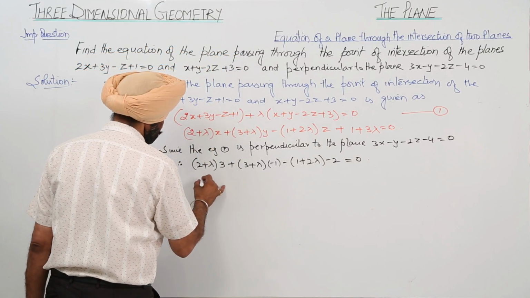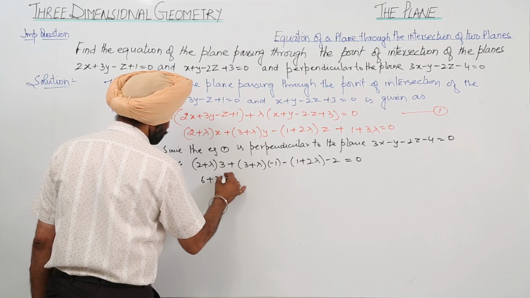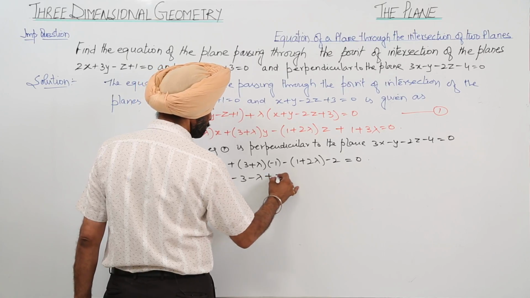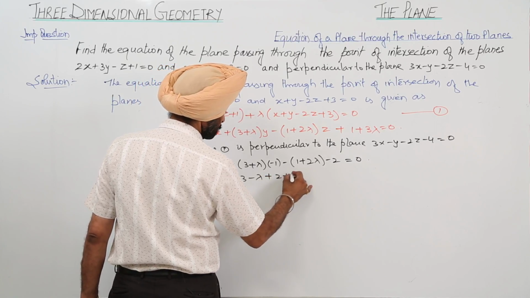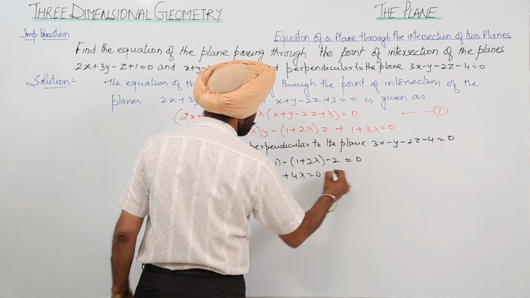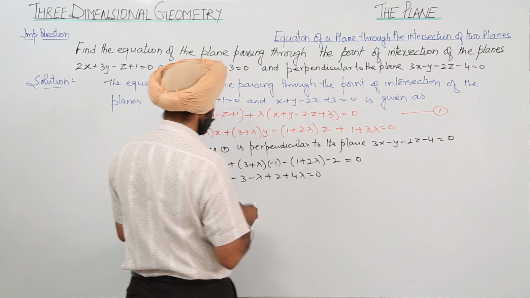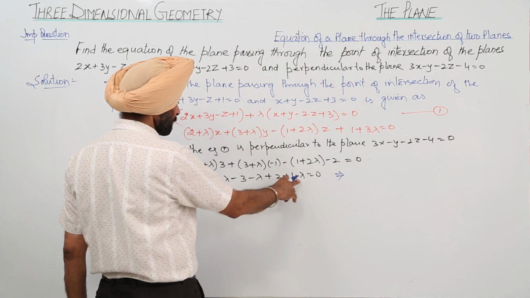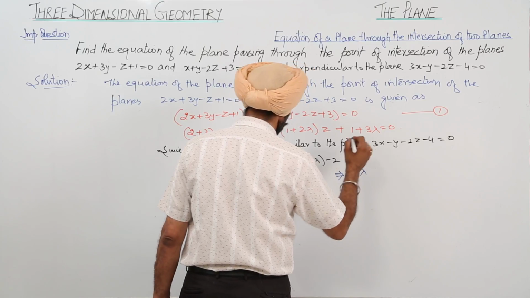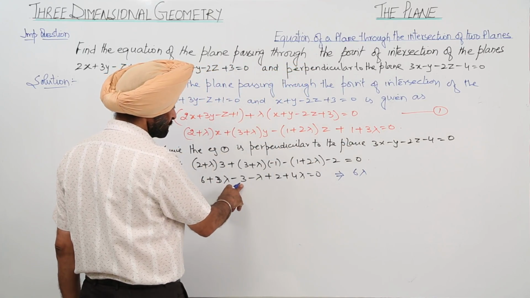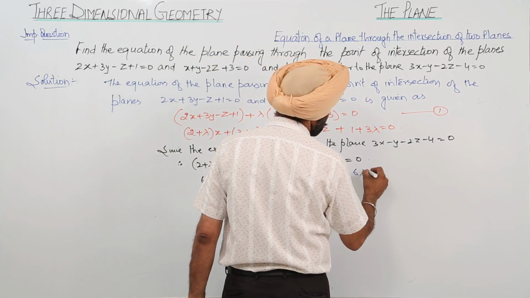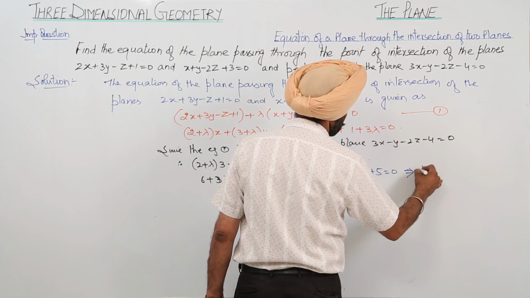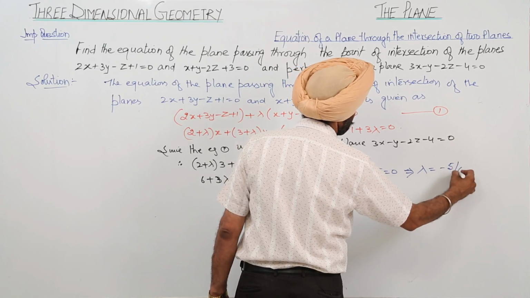Now, 6 plus 3 lambda minus 3 minus lambda plus 2 plus 4 lambda is equal to 0. Now, 3 lambda minus lambda and 4 lambda, 6 lambda. 6 minus 3, 3 plus 2, 5. 6 lambda plus 5 is equal to 0, lambda is equal to minus 5 upon 6.